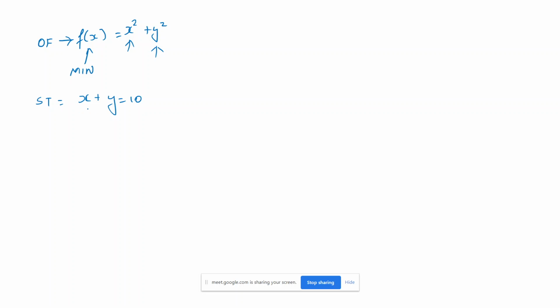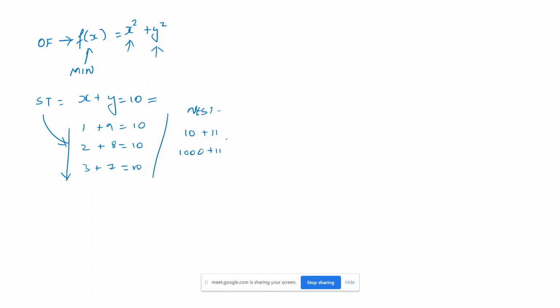So what are all the possible ways to get x plus y equal to 10? x is 1 plus 9 is equal to 10, that is possible, and 2 plus 8 is equal to 10 is possible, and 3 plus 7 is equal to 10 is possible. So we will get n number of values. All these x and y are subject to this constraint. If it is not subject to the constraint, then I may put 10 plus 11 or 1000 plus 11. These are not within the constraint, so I cannot use them, but these others are within the constraint.